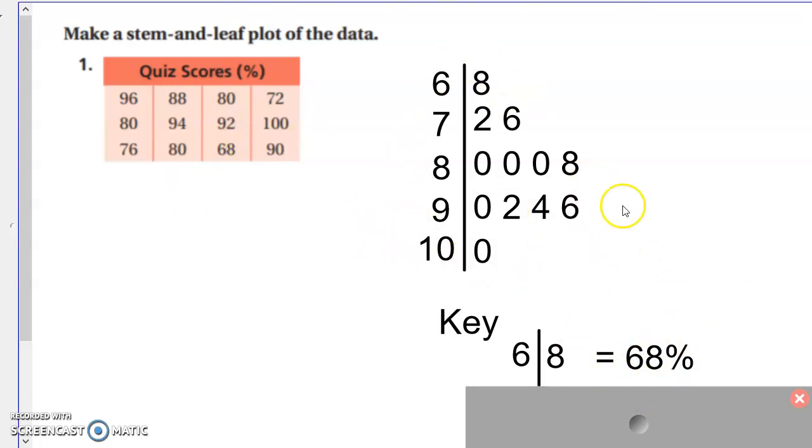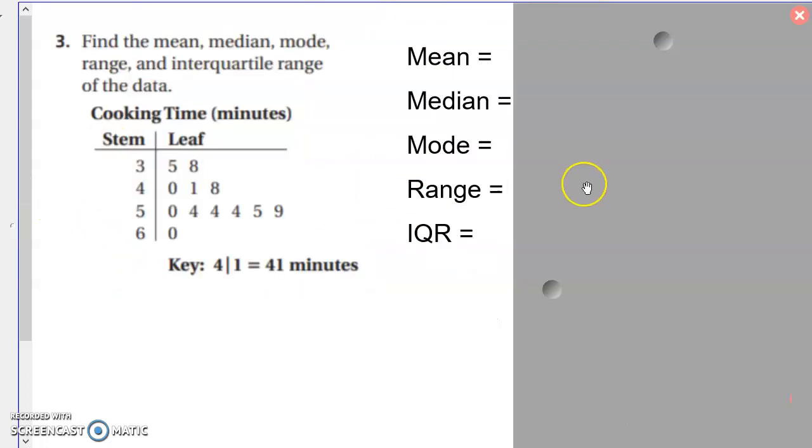Now that we have it organized in a stem and leaf plot, we have my numbers in order from least to greatest, so then I can find some additional problems. And that takes us to this question. We have a stem and leaf plot already made. It is talking about cooking times in minutes, and from the key, the 4/1 stands for 41 minutes of cooking time. And what I want to find is the mean, the median, the mode, the range, and the interquartile range of the data.